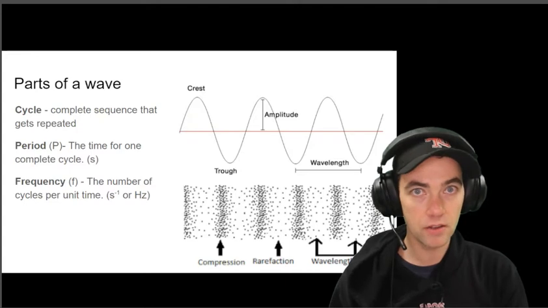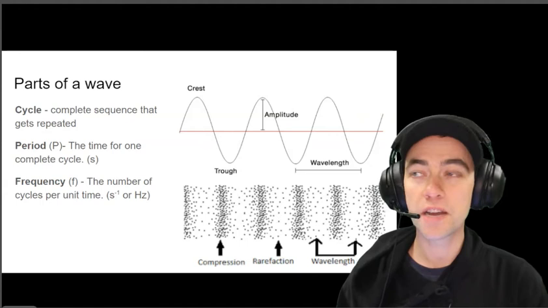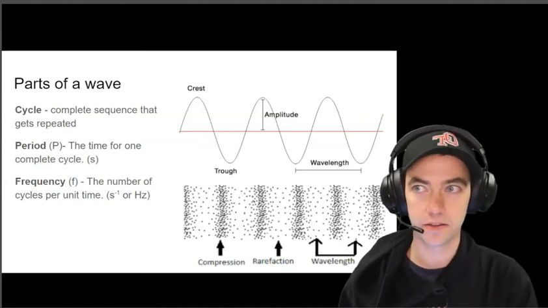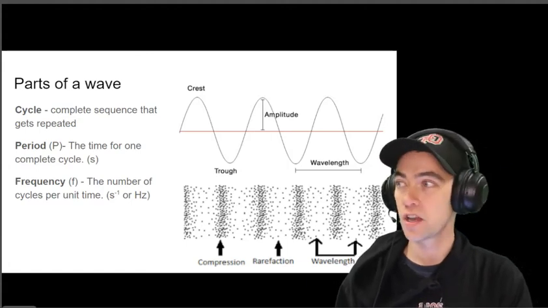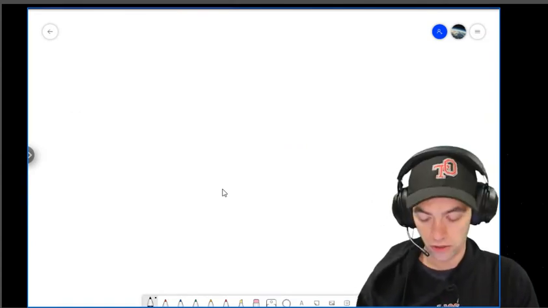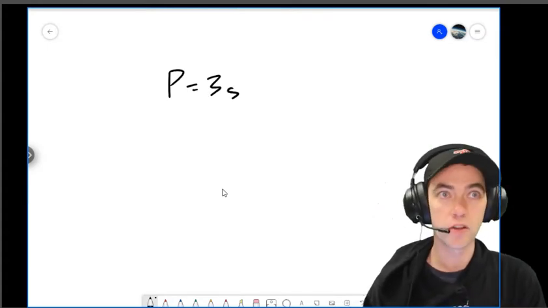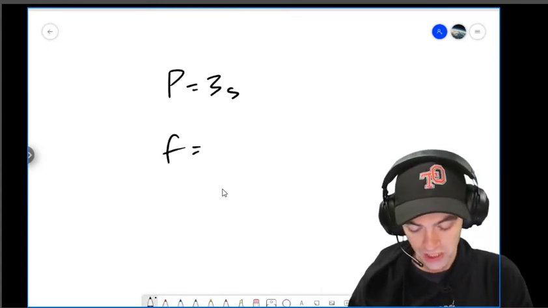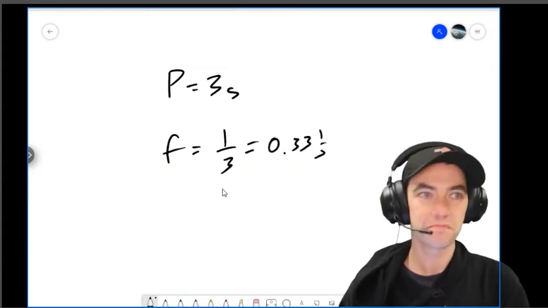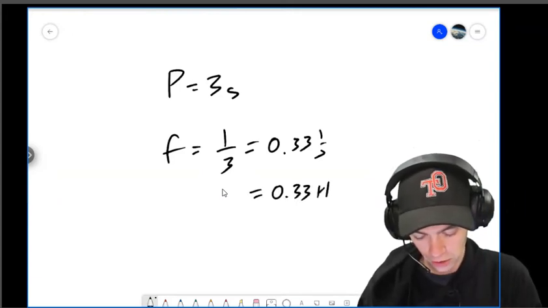Now the period is how long it takes for one complete cycle to occur. When we talk about frequency, frequency is saying how many times something occurs per second. So 1 over seconds, which is hertz. To give you an example, let's say a complete cycle takes 3 seconds. So the period in this case would be 3 seconds. What would our frequency be? Our frequency would be 1 over 3, so 0.33 1 over seconds. Nobody actually writes it as 1 over seconds. We end up writing this as 0.33 hertz.